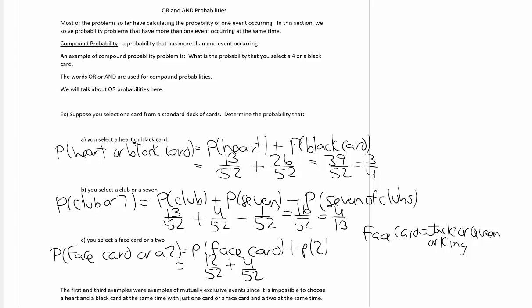Now, if you're drawing a single card, are you able to draw both a face card and a 2? The answer to that is no, so there's no overlap here. This is also 16 out of 52, and of course that reduces to 4 out of 13.